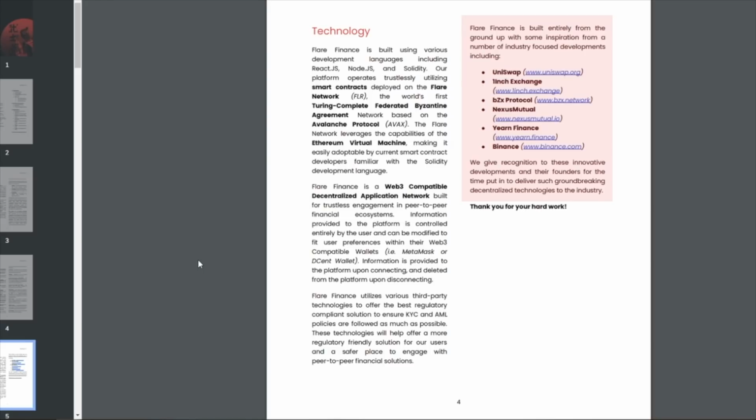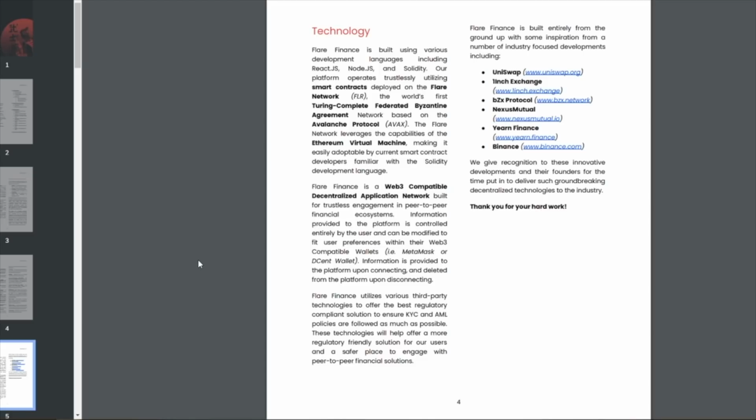Flair Finance is built entirely from the ground up, with some inspiration from a number of industry-focused developments, including Uniswap, 1inch Exchange, bZx Protocol, Nexus Mutual, Yearn Finance, and Binance. We give recognition to these innovative developments and their founders for the time put in to deliver such groundbreaking decentralized technologies to the industry.